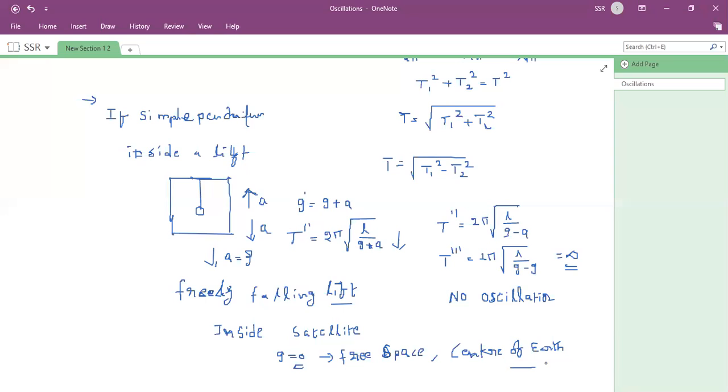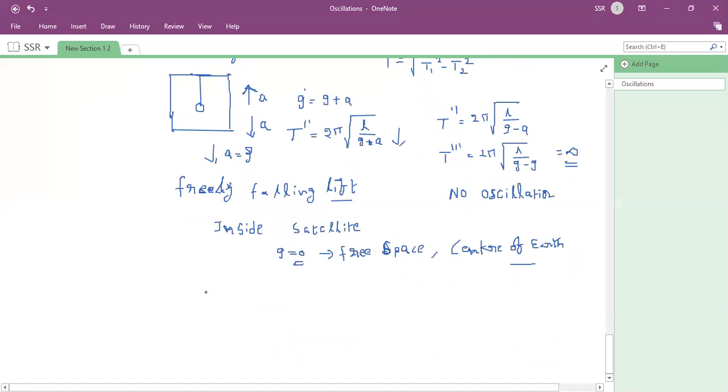Okay. So this is about the applications of time period of simple pendulum. Are you clear this? Next, on the surface of Earth, if we go from equator to pole, what happens to the time period of simple pendulum? Equator to pole. Increases.